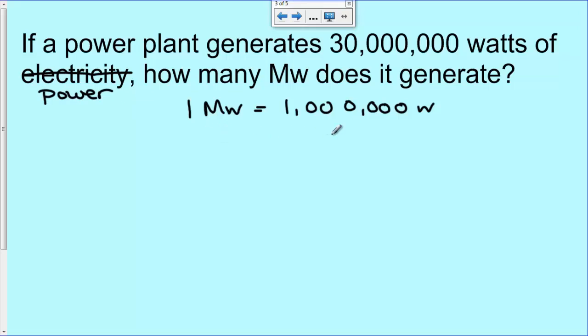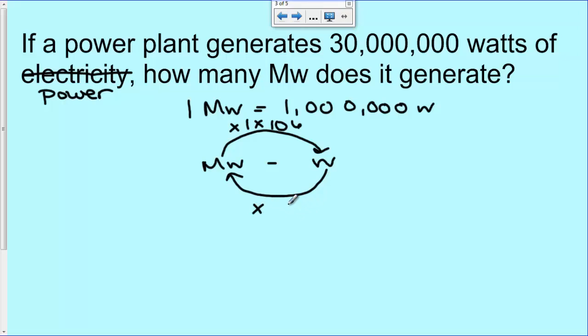So to go from a megawatt to a watt, you guessed it, I would multiply by 1 million, or 1 times 10 to the 6. To go from watts to megawatts, I would multiply by 1 over 1 times 10 to the 6. So let's take a look at this now.